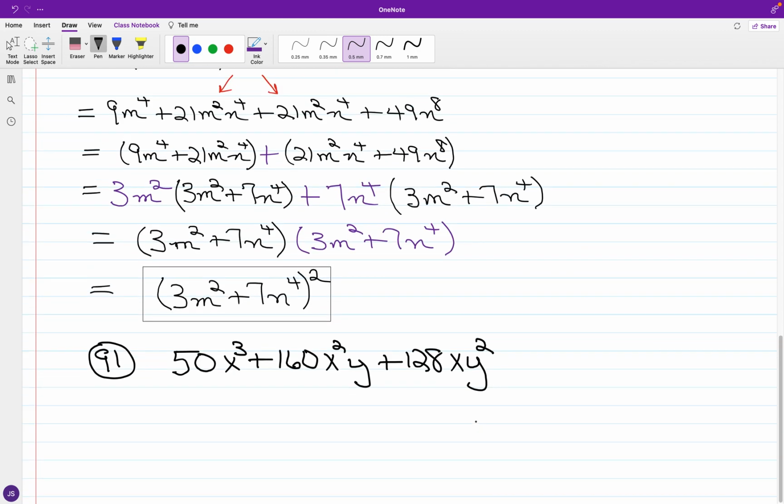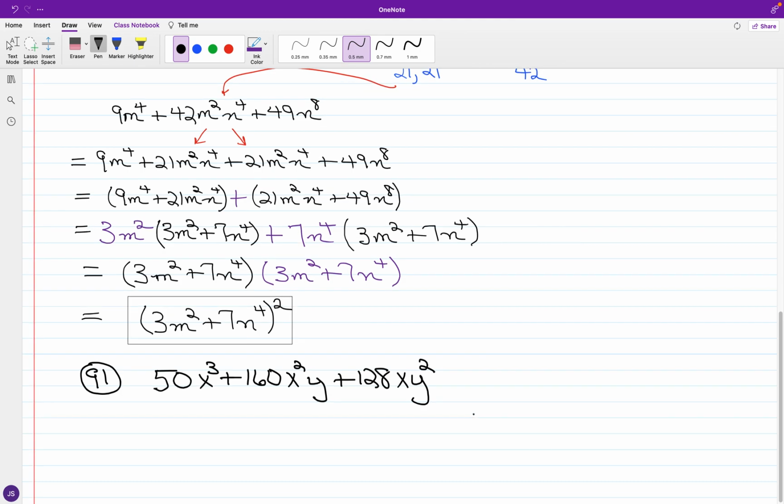Okay, so for 91, this expression is going to have at least x in common, and y is limited to being present in both the second and the last terms. And for the coefficients, we have even numbers with 50, 160, and 128. However, in spite of having large numbers that are even, it turns out that the greatest common factor is going to be limited to only 2x.